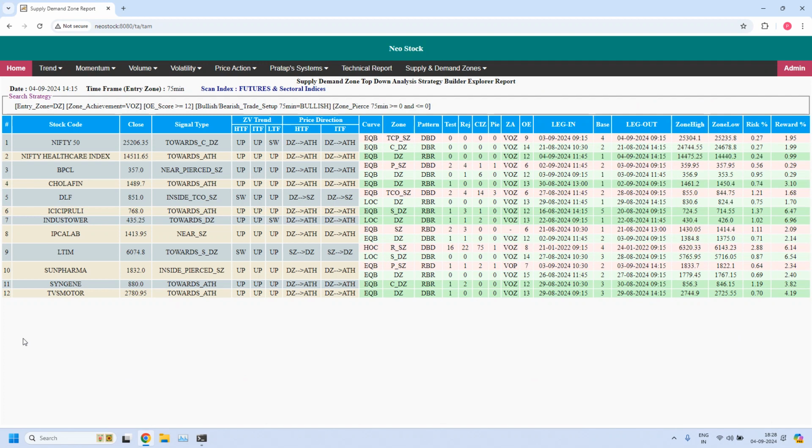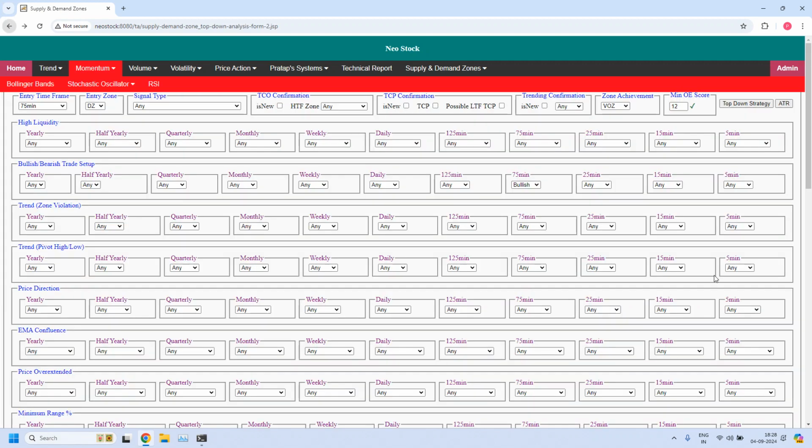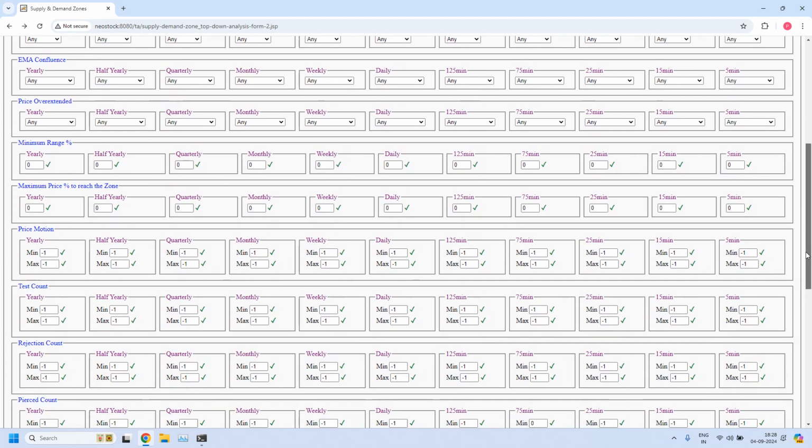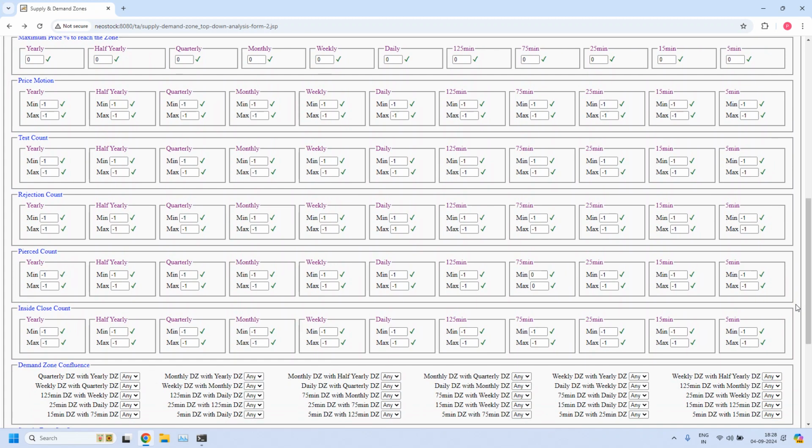Now 12 stocks are filtered. So these 12 stocks are supporting bullish trade setup for monthly income trade. Now let's look for high probability setup. Let us check any of these 75 minute zones are having confluence with intermediate time frame, that is a daily time frame. So 75 minutes demand zone with daily demand zone confluence. So here we have 75 minutes demand zone with daily demand zone. I am enabling the filter.